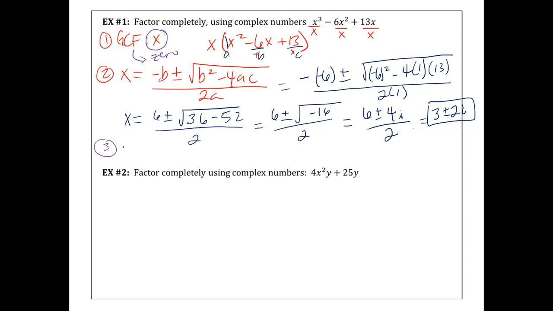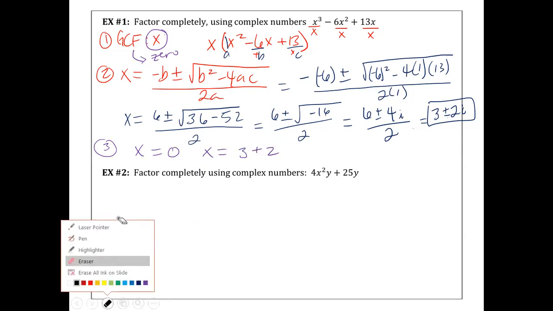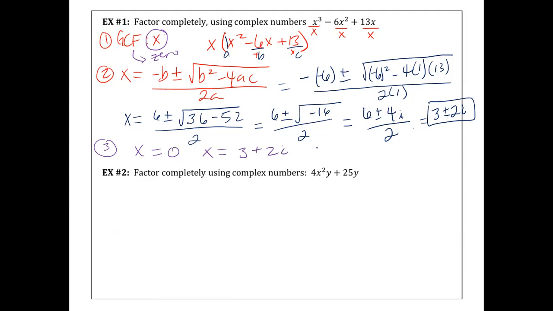So the last thing now is you can state where your zeros are. We have x equals 0. And we also have x equals 3 plus 2i. And we have x equals 3 minus 2i. So these are my zeros, because my greatest common factor was a variable that I factored out. So this is always a 0 if it's a variable.